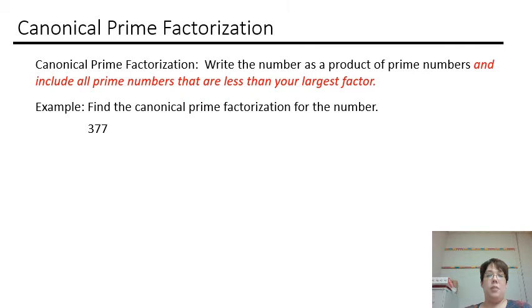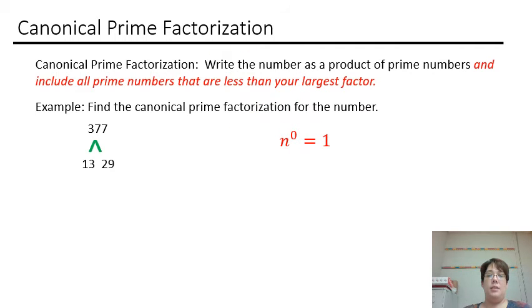So let's look at the number 377. I'm going to divide that up, and it turns out that it is actually equal to 13 times 29. Well, 13 and 29 are both prime numbers. So if you were just doing a plain Jane prime factorization, you'd be done, 13 times 29. But we're doing a canonical prime factorization. So you have to include every prime number less than 29 because 29 is your largest factor.